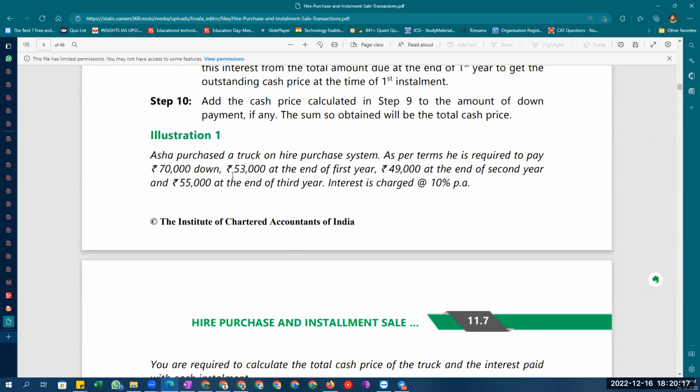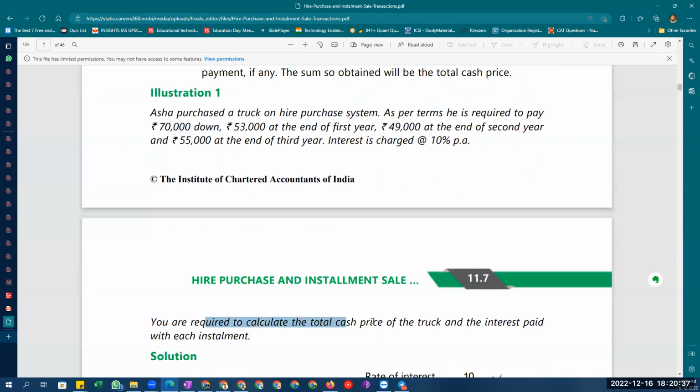This question says Asha purchased a truck on the hire purchase system. As per the terms, he is required to pay 70,000 down payment, 50,000 at the end of the first year, 49,000 at the end of the second year, and 55,000 at the end of the third year. Interest is charged at 10%. Now you are required to calculate the cash price and the interest paid with each installment.